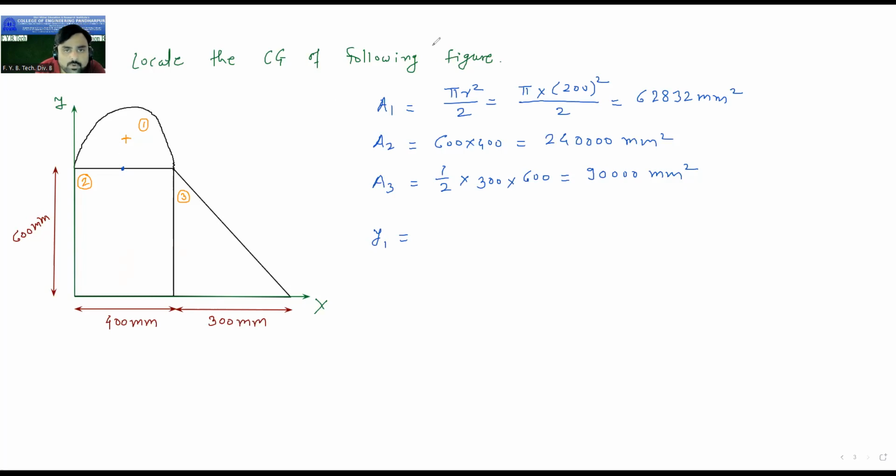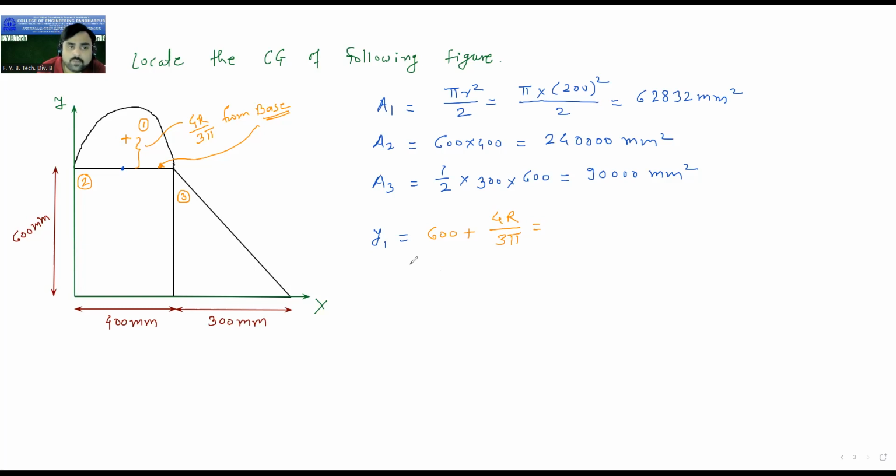तुम्हाला मी एक फॉर्म्युला शिकवला होता. The centroid of the semicircle is at a distance of 4r upon 3 pi. पण कुठून? From base. Now this is the base. See, this is the base of the semicircle. So this distance will be 4r by 3 pi. And the below distance will be, this is 600, it is given. So your y1 will be 600 plus 4r upon 3 pi. Right? बरोबर है ना? समझले का?